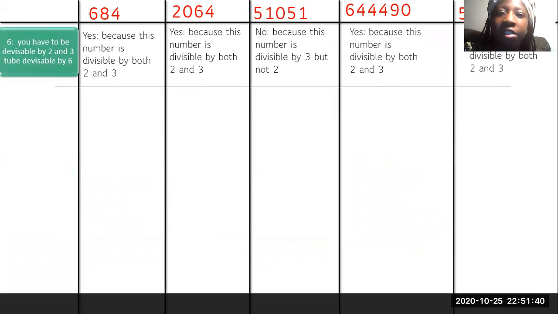Now let's go to six. Like I said, it's the key. It was important to keep track. So like I said, every number was divisible by two and three, but this number was not divisible by two, which means that it is not divisible by six.